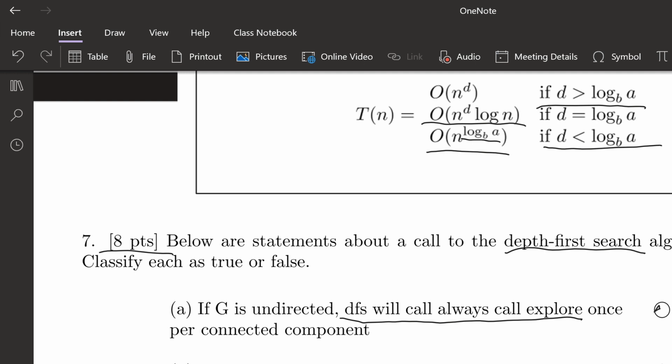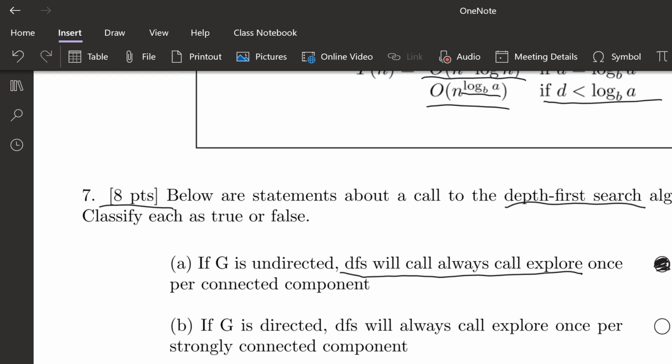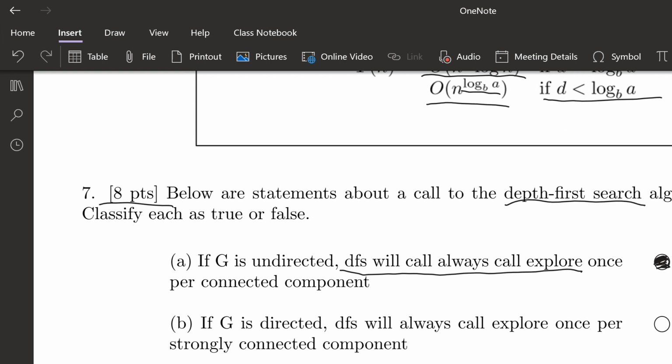Okay, so I'm going to mark this one as true. I have the solutions open somewhere else so I can double check. If G is directed, DFS will always call explore once per strongly connected component. True for the same reasons? Well, because in an undirected graph, a connected component is a strongly connected component, right? That's what we talked about earlier. So in a directed graph, the same logic applies, right?